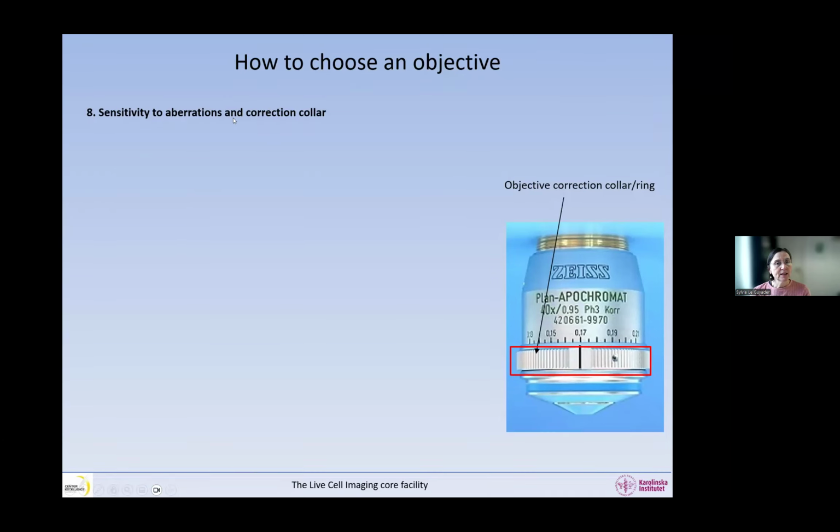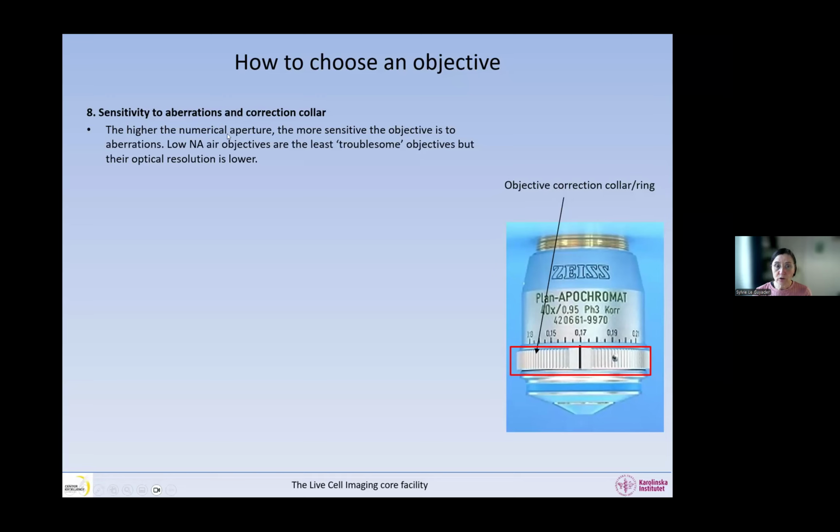The next thing that we need to think about when we choose an objective is the sensitivity to aberrations and if there is a correction collar. So some of you, I've asked you to list all your objectives before, and one of the questions I think was, is there a correction collar? And this is what I mean. So on this objective, there is a ring that you can actually turn. And there is a gradation here or some markings in here. It's always like this. So not all objectives have this type of ring.